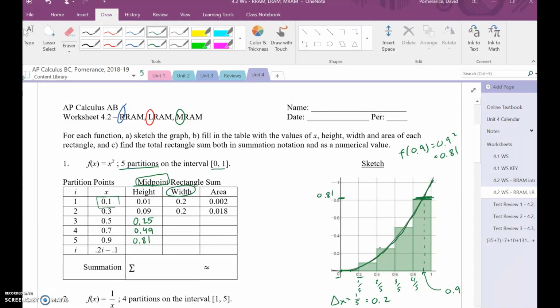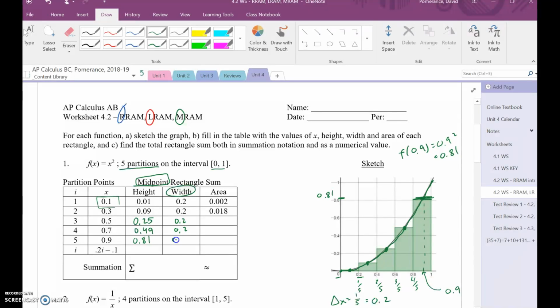And notice that the top of each of these rectangles crosses through the curve at the midpoint of the subinterval, at 0.1, at 0.3, at 0.5, at 0.7. So that's where we're getting the height from, the midpoint of the subinterval. As we mentioned before, the width of each rectangle is constant. In this case, our delta x value is 0.2.